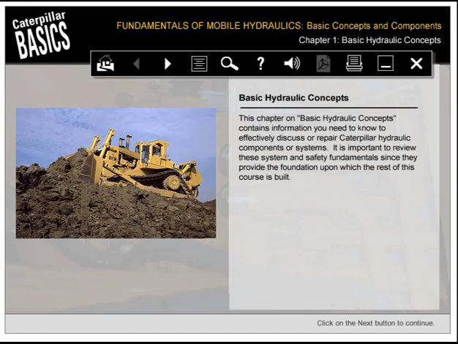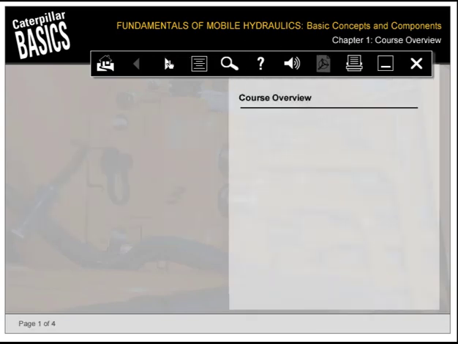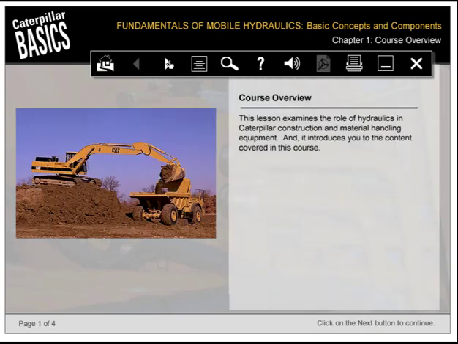This chapter on basic hydraulic concepts contains information you need to know to effectively discuss or repair Caterpillar hydraulic components or systems. It's important to review these system and safety fundamentals since they provide the foundation upon which the rest of this course is built. This lesson examines the role of hydraulics in Caterpillar construction and material handling equipment.